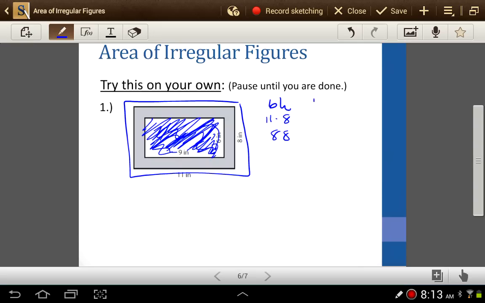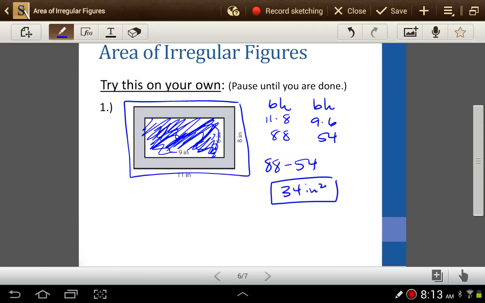The inside rectangle, base times height, that is 9 times 6, which is 54. Since that is not shaded, that's taken out, it's cut out of the shaded gray area, I'm going to subtract these. 88 minus 54 is 34, and then inches squared. Do not forget your units.